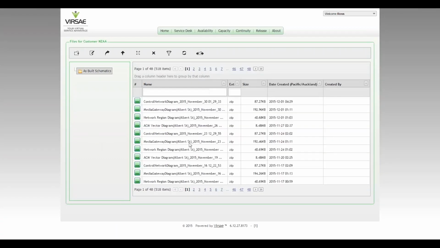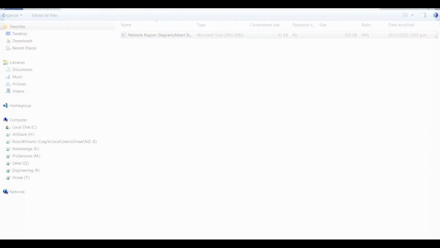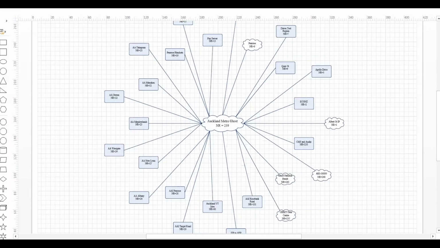So if we go back, we can find around November 23rd, here we go, network region design for the 23rd. Again, this is pretty static, but because we can go back in time using Virsae Service Management, it's prudent to do so. So here's our network region schematic as of the 23rd, 24th of November. I'll just zoom in a bit here. So I'll grab my pen.